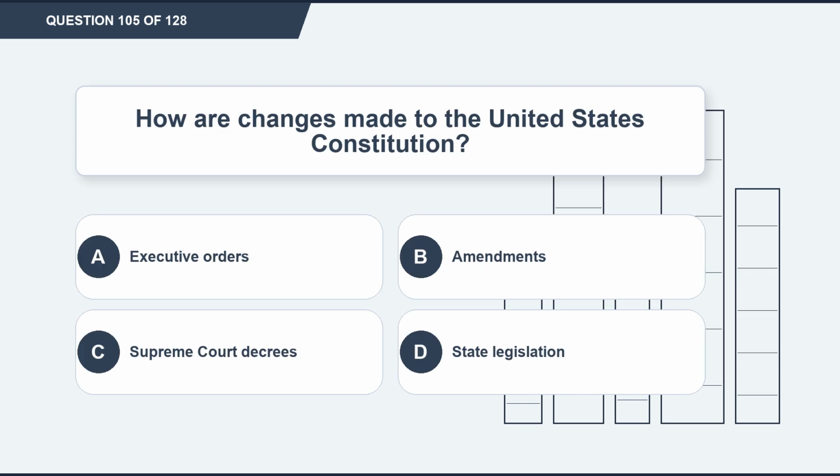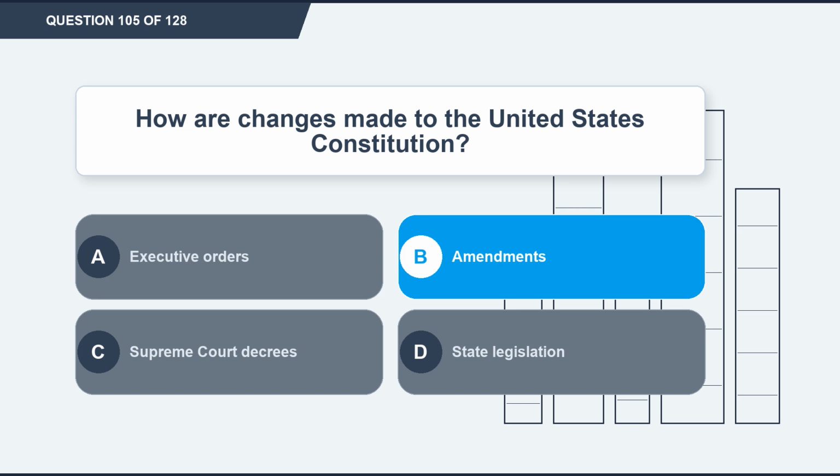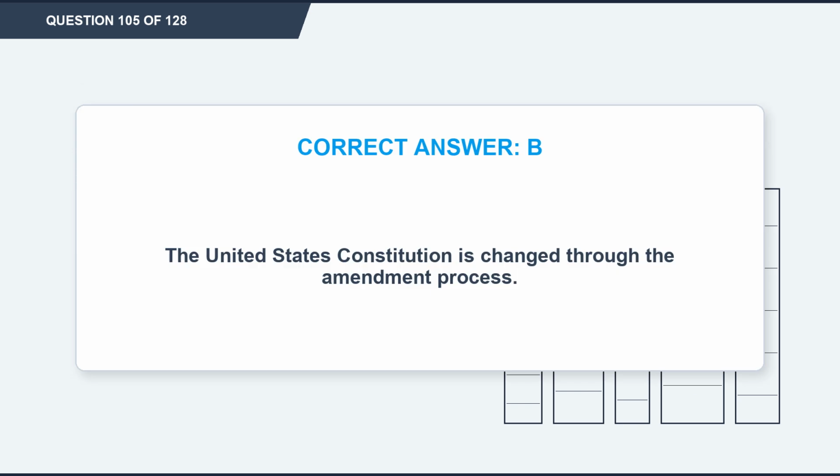Question 105. How are changes made to the United States Constitution? Option A, executive orders. Option B, amendments. Option C, Supreme Court decrees. Option D, state legislation. The correct answer is option B, amendments. Explanation. The United States Constitution is changed through the amendment process.